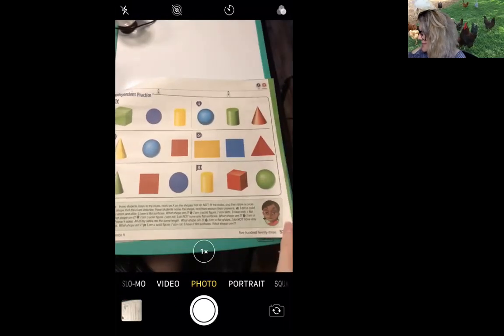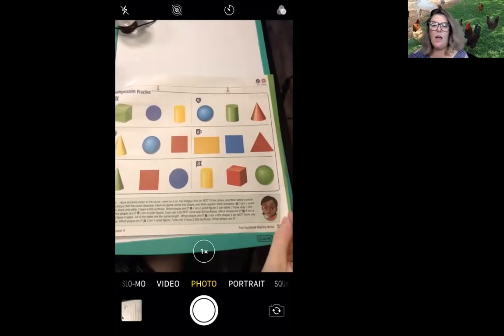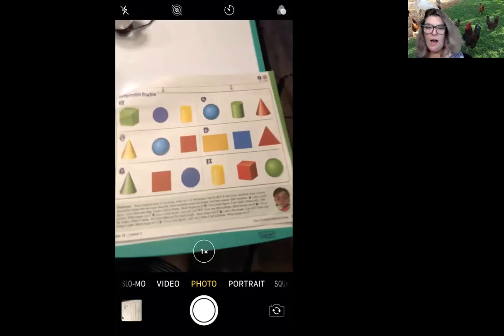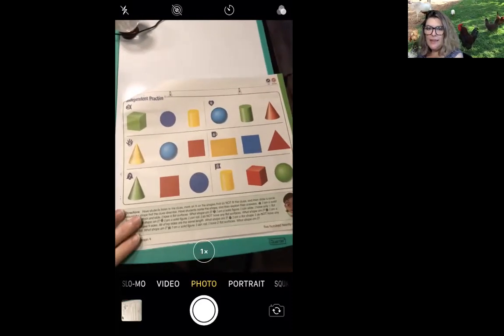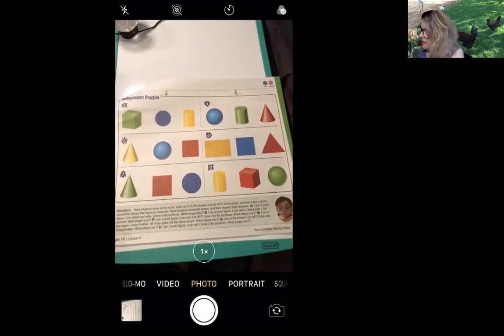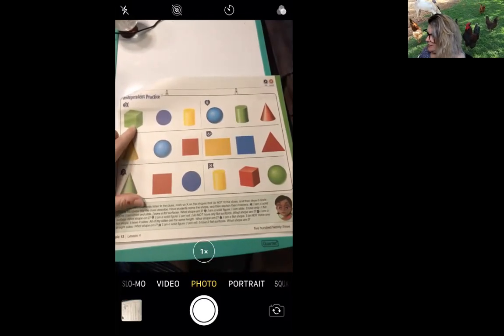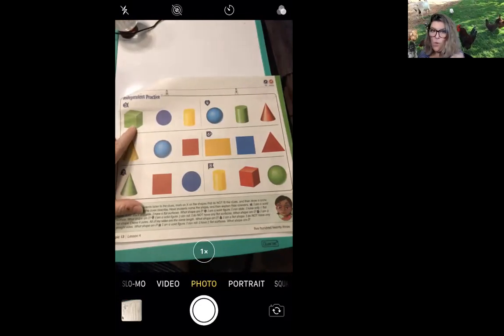523. Oh, more of the same. I love this game. Okay, here we go. Number 3. Listen to the clues and let's see if we can figure it out. Sorry, bumped my camera here. Number 3. I am a solid figure. I can stack and slide. I have 6 flat surfaces. What shape am I?